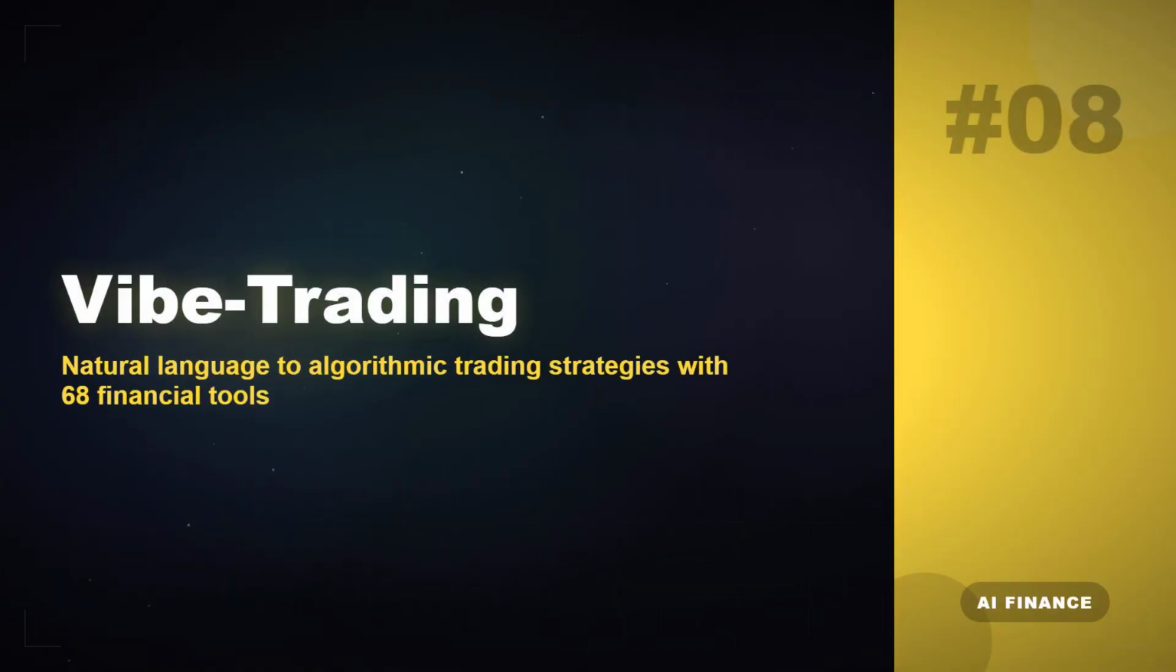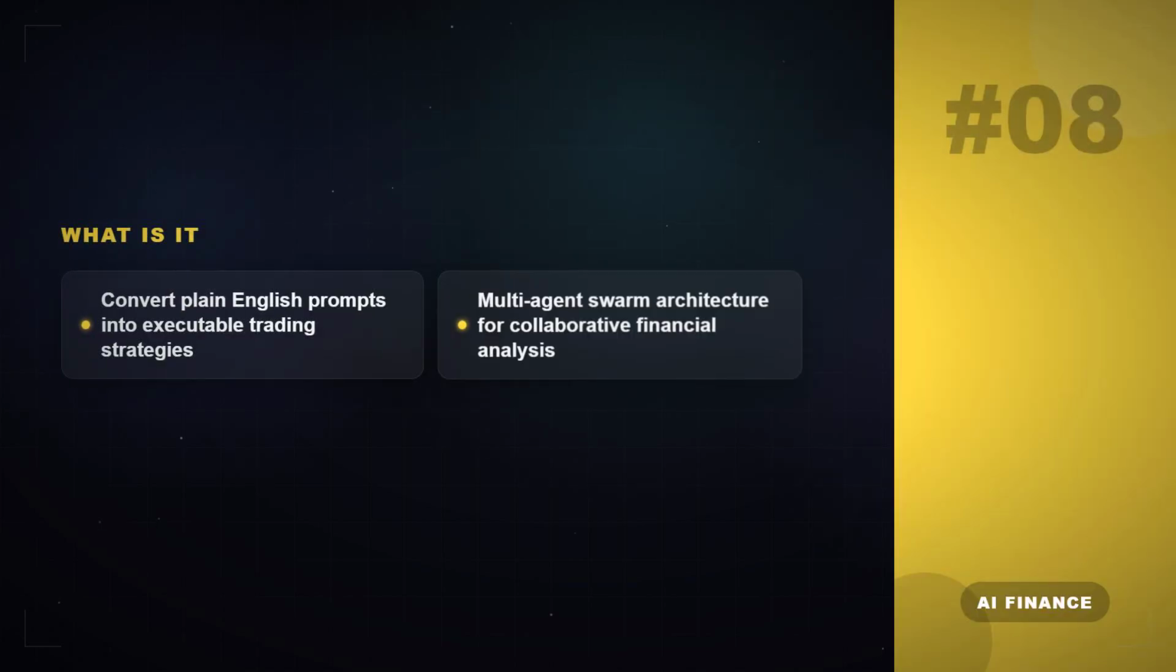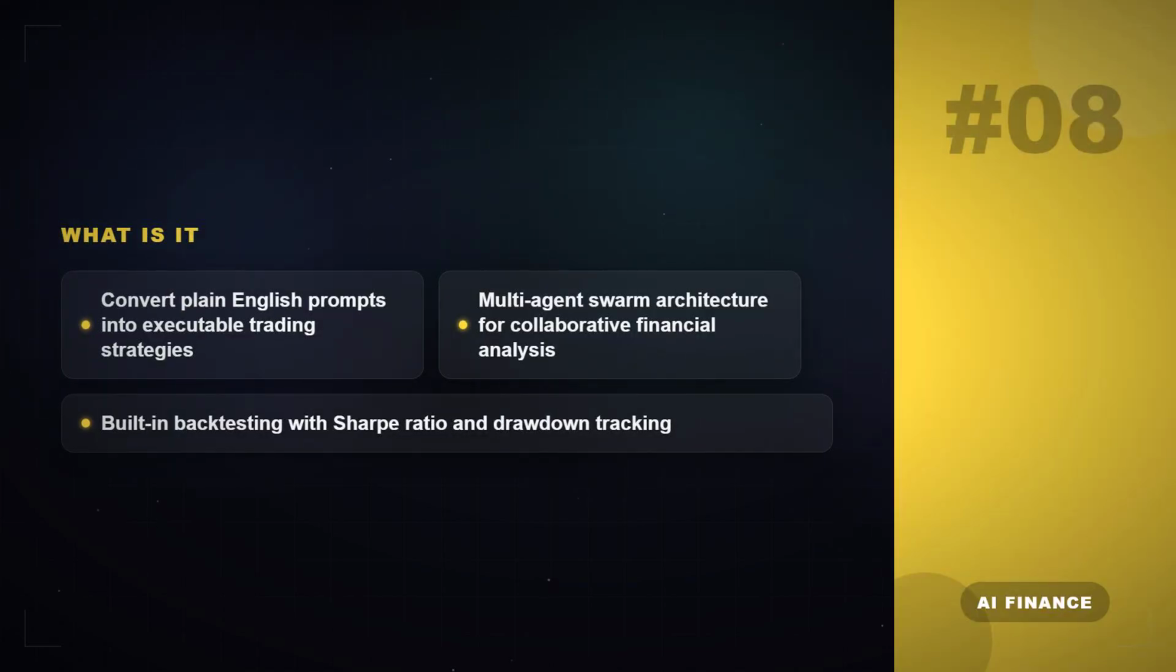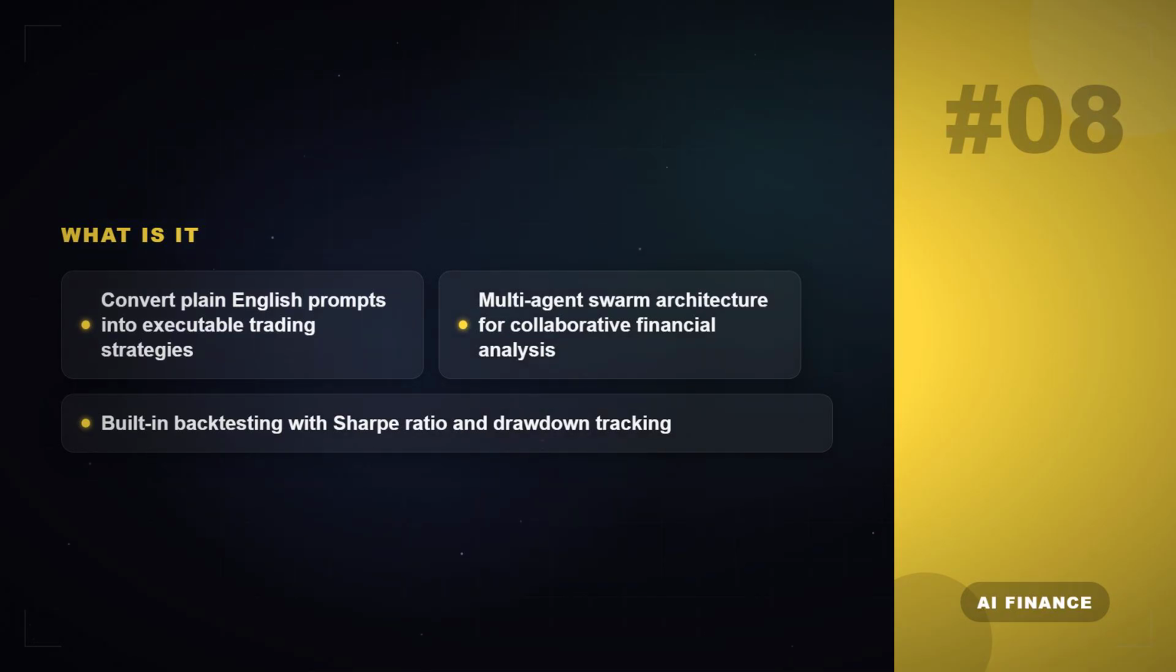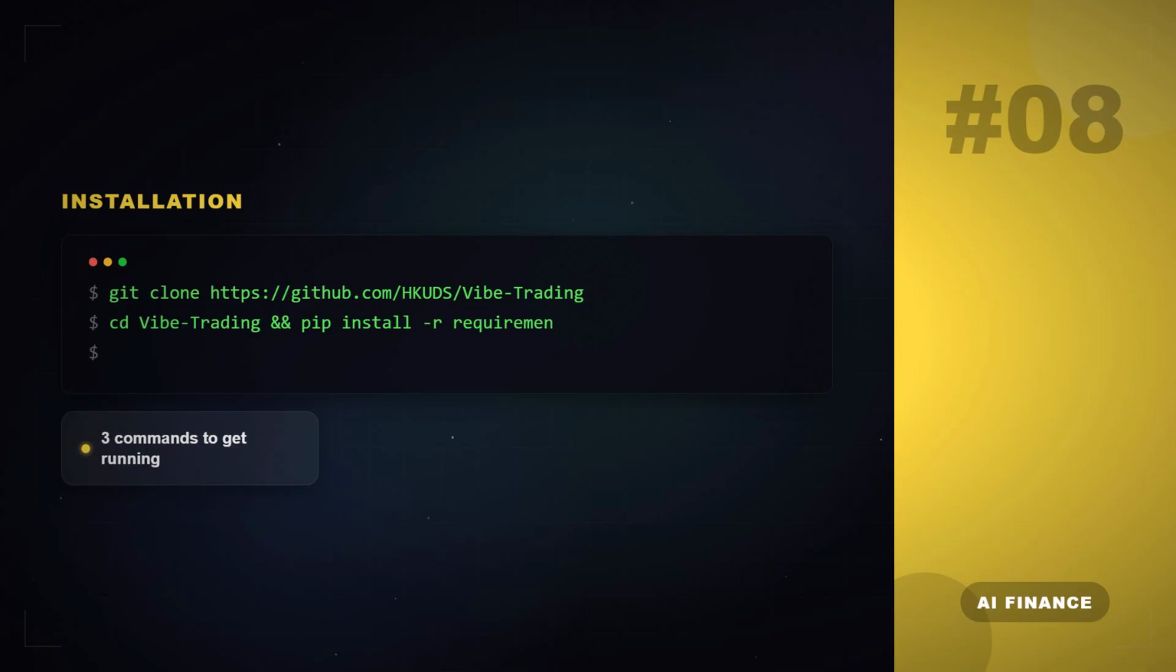Number 8. Vibe Trading. Convert natural language into executable algorithmic trading strategies with 68 financial tools built in. Vibe Trading uses a multi-agent swarm architecture for collaborative financial analysis. You describe a strategy in plain English, and it generates executable trading code with built-in backtesting, Sharpe ratio calculation, and drawdown tracking. Clone it from GitHub, install the Python requirements, and run your first strategy with a single command.